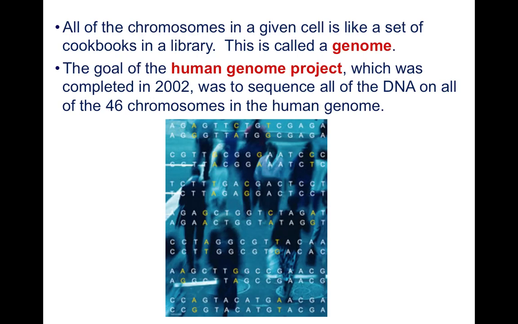And the Human Genome Project, which was completed in 2002, the goal was to sequence all of the DNA on all 46 chromosomes and figure out what each gene was for. And in reality, we just found out recently that we know very little. We thought we knew a lot. We actually know very little. But we do know certain things.